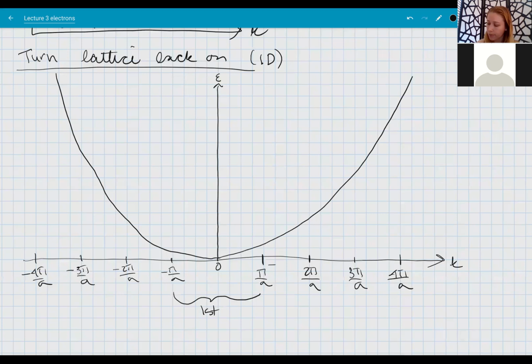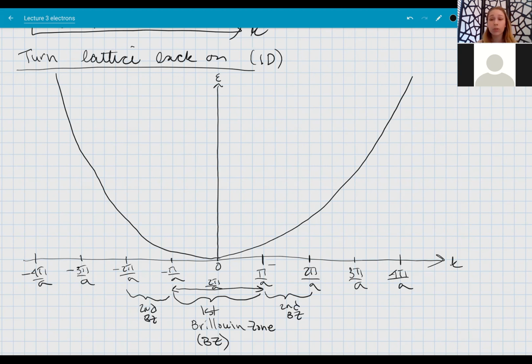And the Brillouin zone is also called BZ. It is related to the reciprocal lattice because, if you notice, the width of this Brillouin zone is 2 pi over a. Then from pi over a to 2 pi over a, that is the second Brillouin zone, as is minus 2 pi over a to minus pi over a. The second Brillouin zone is disjointed, and then the third one is also disjointed, and you see the pattern. So this goes on until infinity.